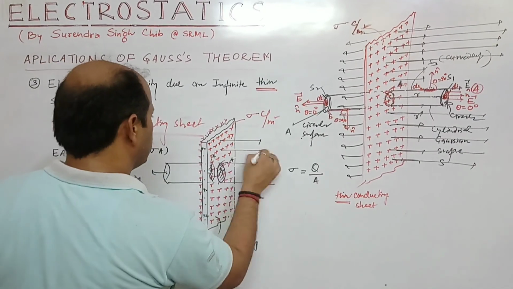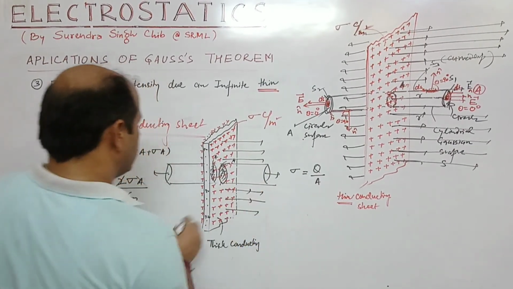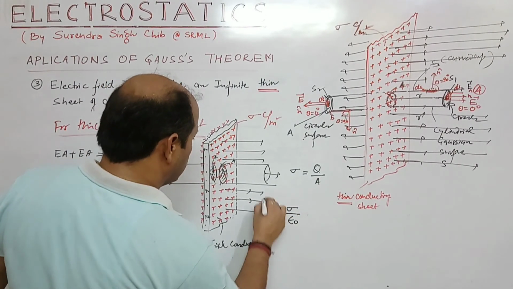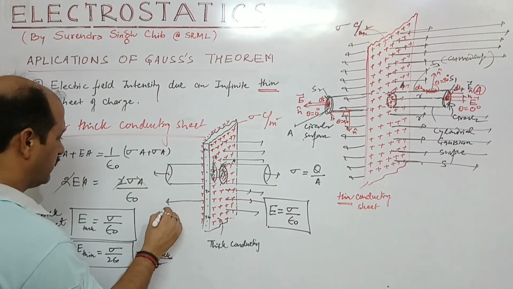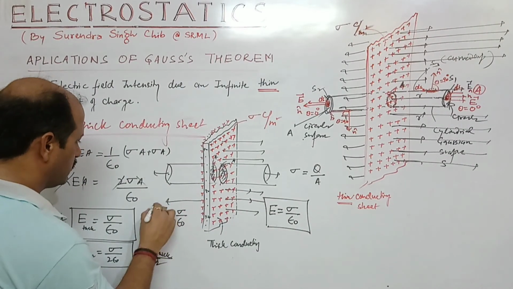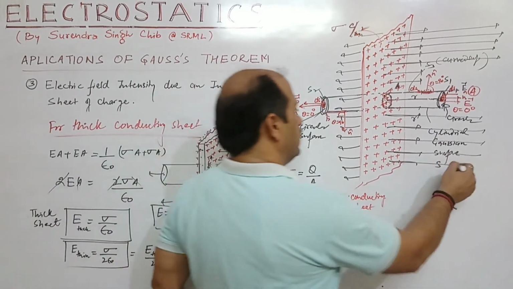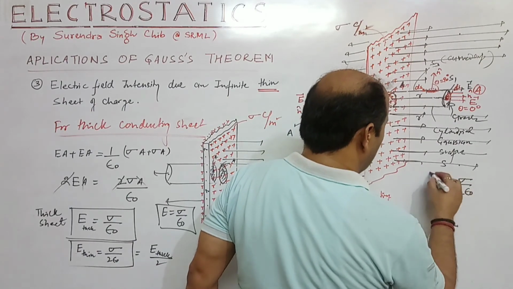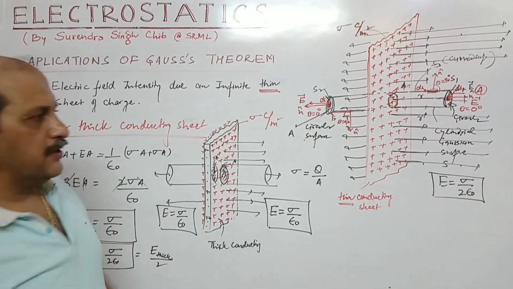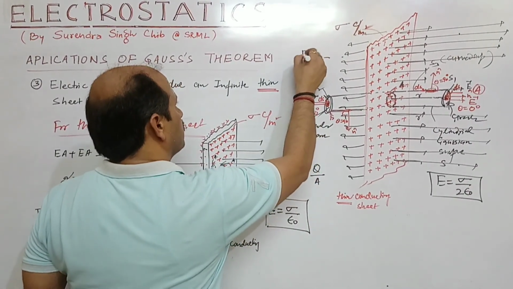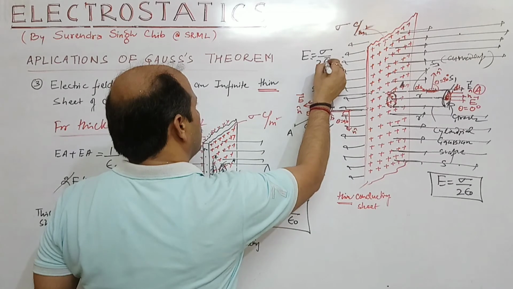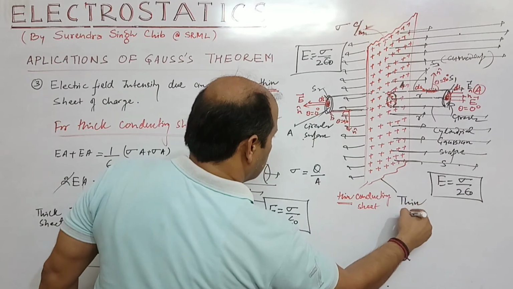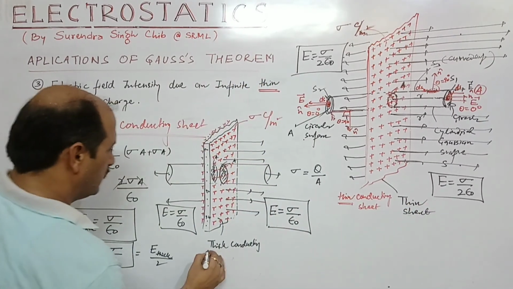इलेक्ट्रिक फील्ड की डायरेक्शन सेम रहेगी. It is again independent of the distance. But what is the magnitude here? Sigma by epsilon naught. Here and here, इस साइड भी वही रहेगा. E equals sigma by epsilon naught. But what is the magnitude here, कहीं पे भी लेंगे? Equals sigma by 2 epsilon naught. And here also we have E equals sigma by 2 epsilon naught. This is a thin conducting sheet. This is thick conducting sheet.